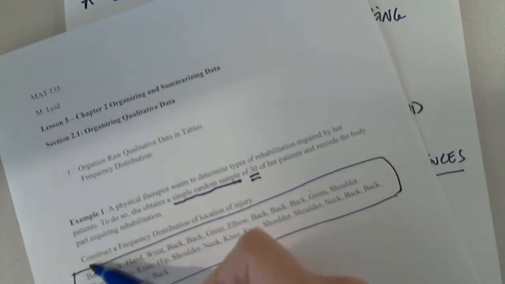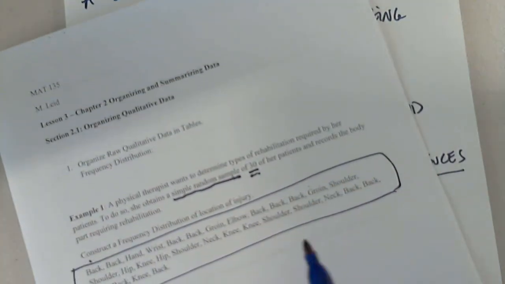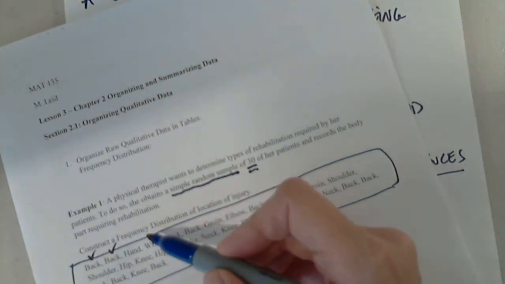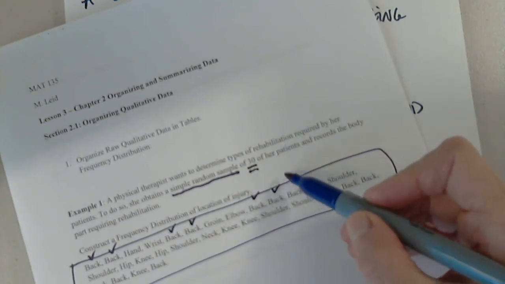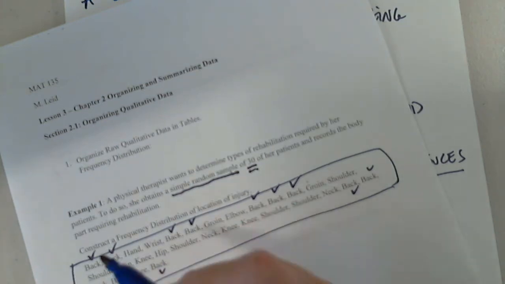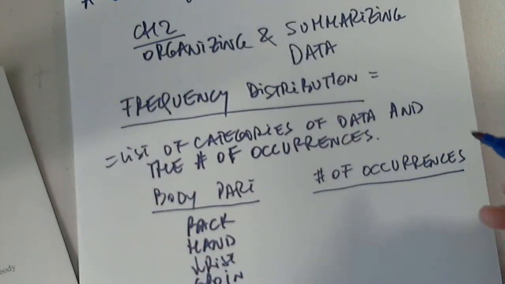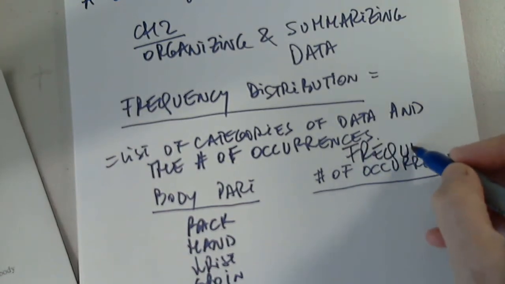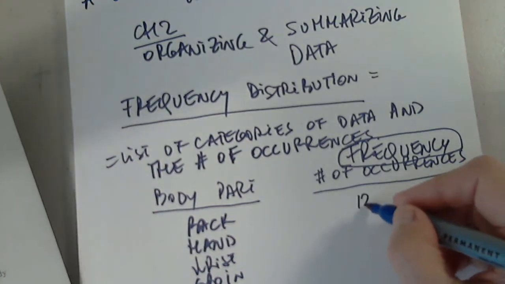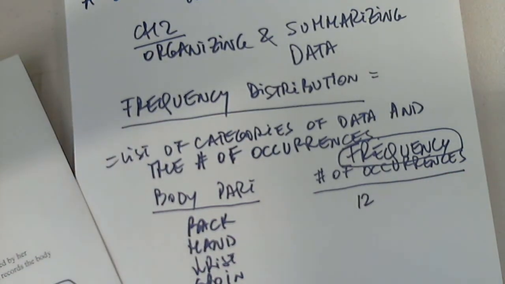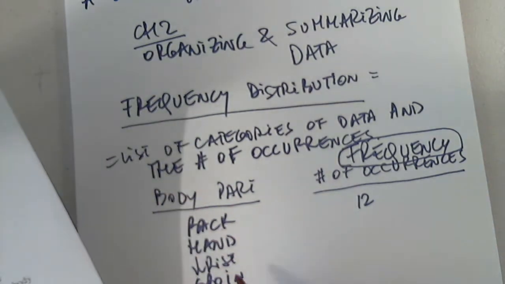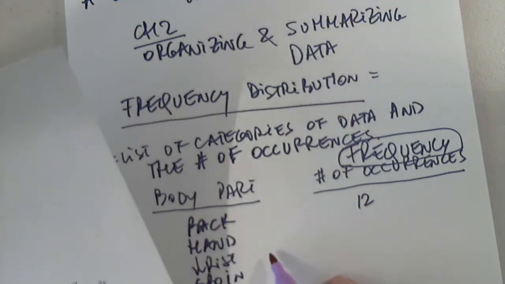So I'm going to count back. You count something else and you give me the results. Just pick anything and just count them. I will count the back. 1, 2, 3, 4, 5, 6, 7, 8, 9, 10, 11, 12. So the number of occurrences, or the frequency, I found 12. What did you find for hand? How many did you find for hand?